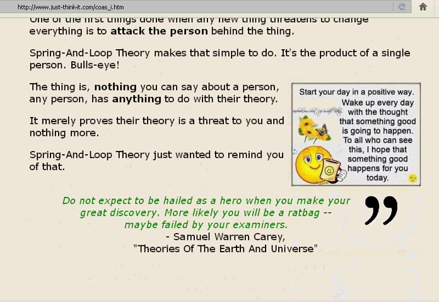Do not expect to be hailed as a hero when you make your great discovery. More likely you will be a ratbag, maybe failed by your examiners. Samuel Warren Carey, Theories of the Earth and Universe.